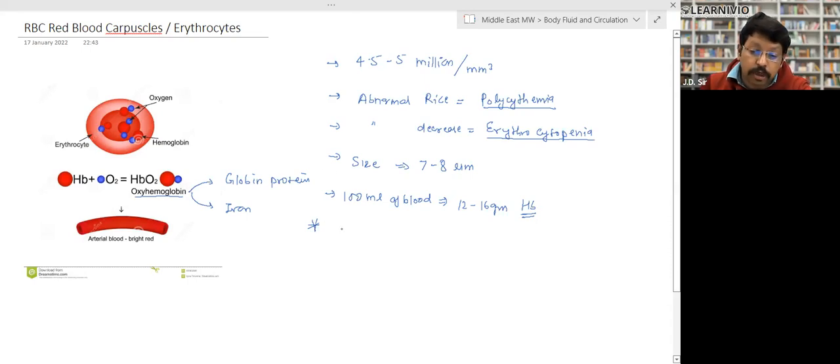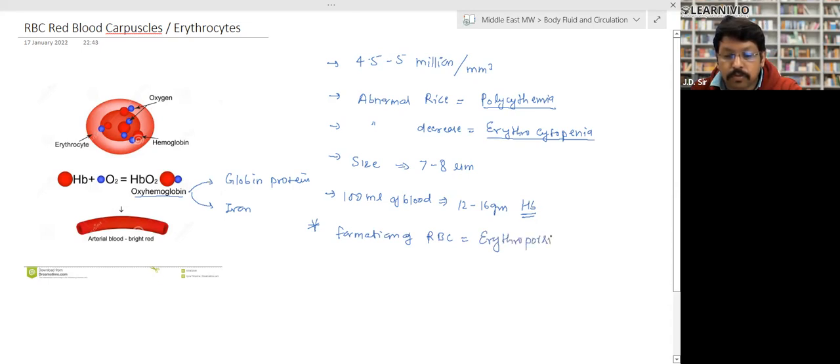the process of formation of RBC is called erythropoiesis. Erythropoiesis. This is the formation of RBC. Please note it down. The formation of RBC is called erythropoiesis.